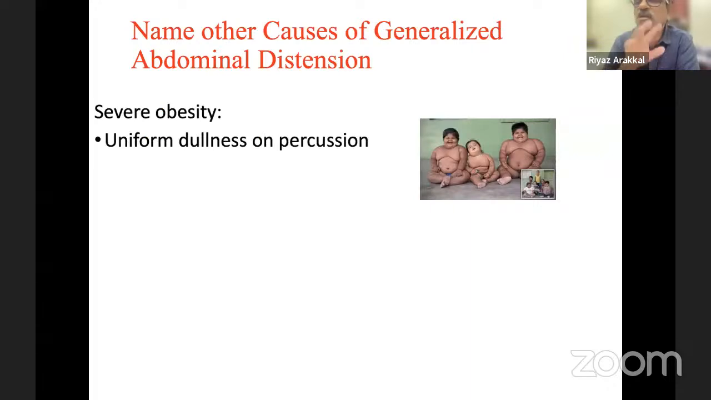Now, what are the other causes of a generalized abdominal distension? Can you name some other cause of generalized abdominal distension? Obesity. Remember, the children with obesity, they'll be having a massive abdomen. So how will you differentiate this massively distended abdomen from ascites? The point is that in severe obesity, you'll get a uniform dullness on percussion. If you percuss a child with severe obesity, there'll be uniform dullness on percussion. You will not get the shifting dullness and other signs of ascites. So uniform dullness on percussion is one point. Then recall the umbilicus. What happens to the umbilicus in obesity? The umbilicus will be sunken. This is in striking contrast to ascites, where the umbilicus will be protuberant, or there may be an umbilical hernia.